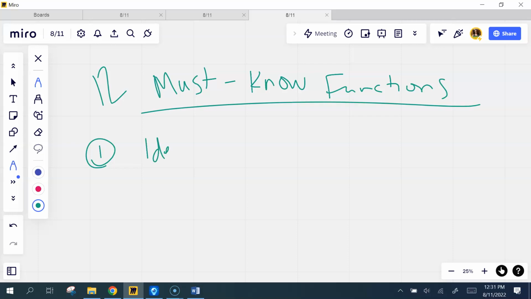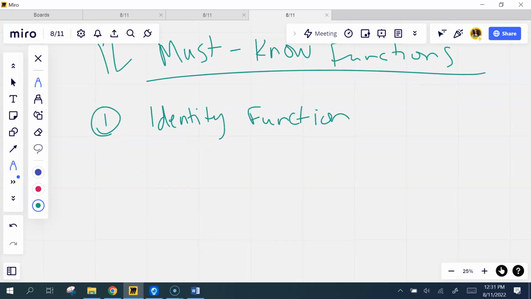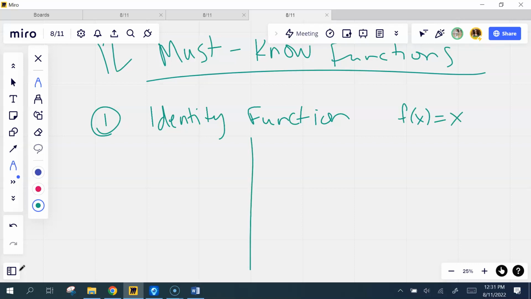The first one is what we call the identity function. This is really nothing more than a linear function. This is f of x equals x. What does that look like? It is a straight line, just like that.